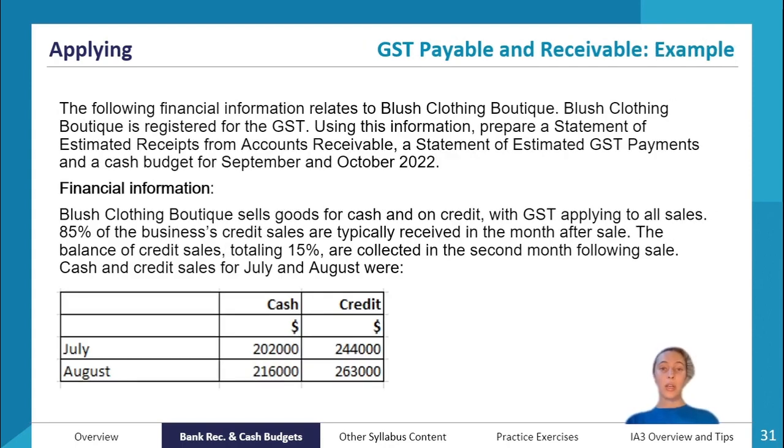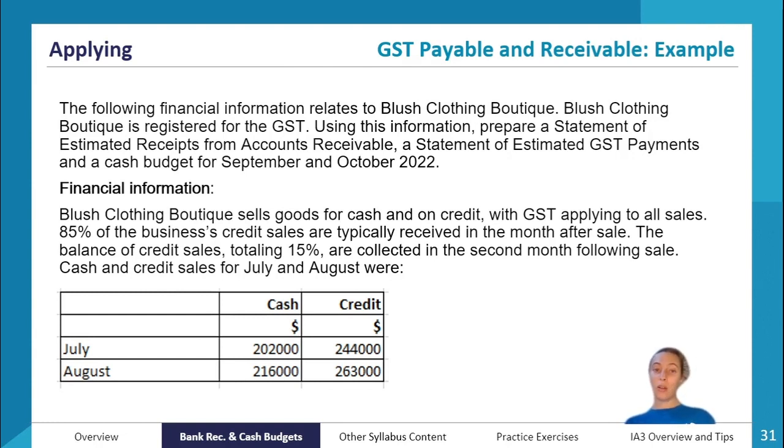Okay, so this information relates to Blush Clothing Boutique. So another example to illustrate what we're looking at now. The business is registered for GST, and using the information we've been given, we're going to prepare a statement of estimated receipts from accounts receivable, a statement of estimated GST payments, and a cash budget for September and October 2022. So this is now our full picture. We're doing what we just went over before, but we're also adding this GST statement into the mix as well.